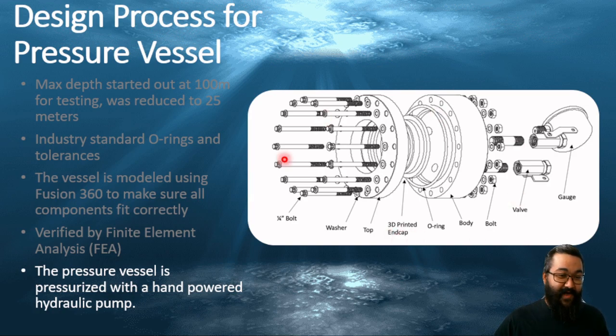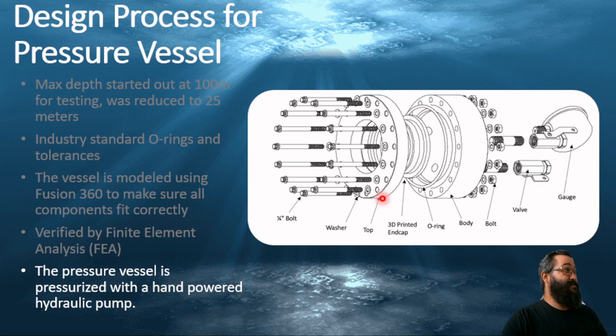Here we have a diagram that's an exploded view of the pressure vessel with all the components. The pressure vessel will then be pressurized by a hydraulic hand pump that allows me to have more control over how much pressure is being inputted into the system, and that will be connected to this valve at the end.